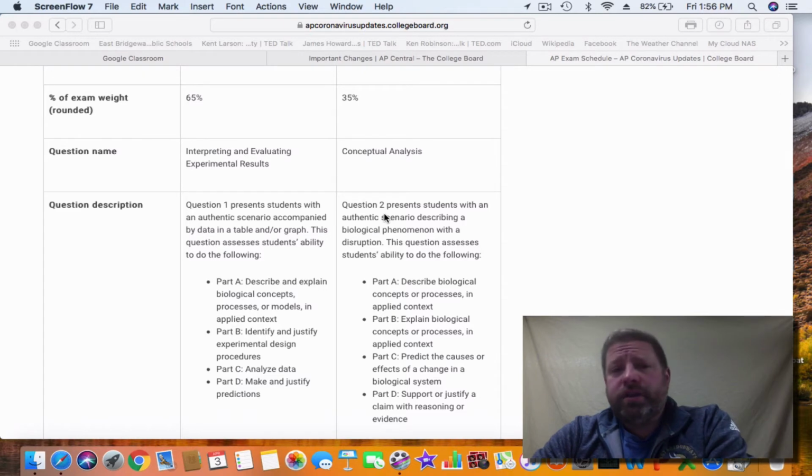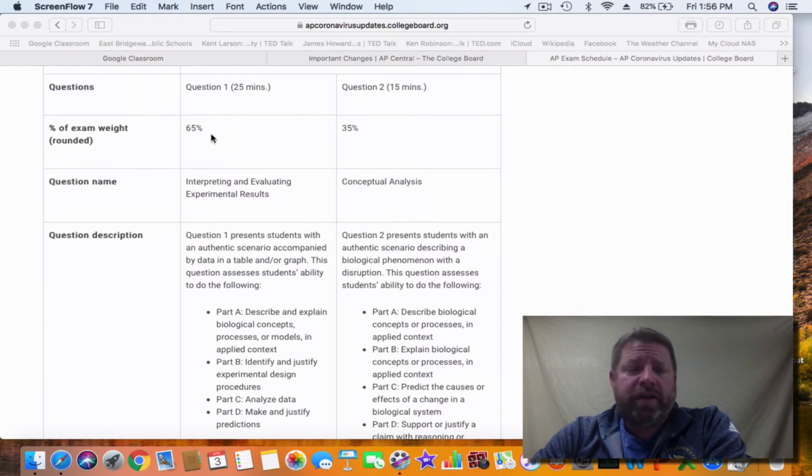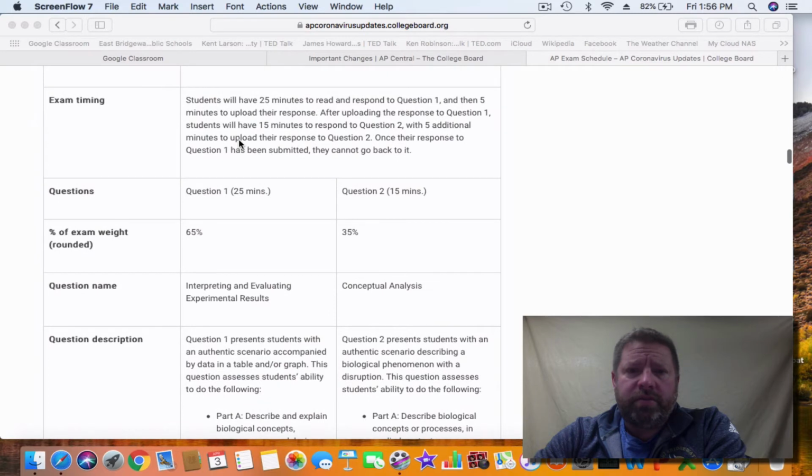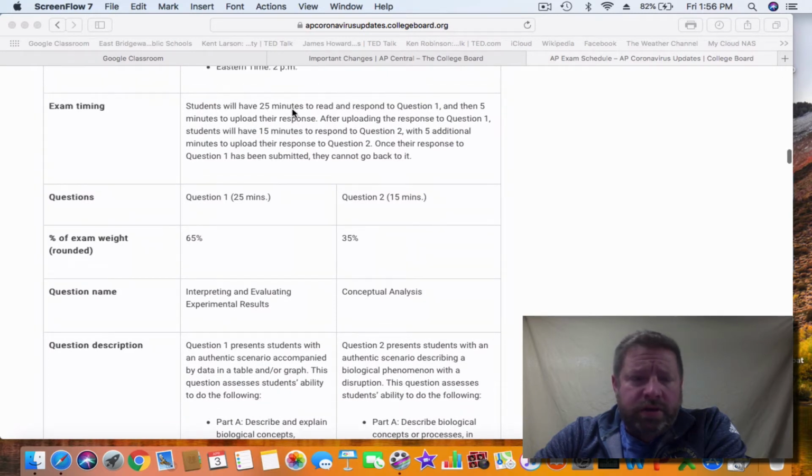So as you're taking the test, a couple things you have to keep in mind. You're going to get 25 minutes for the first question, 15 minutes for the second question. There's still a couple things that we're waiting to hear from them about. Let's see. No, actually, it's right here. So students will have 25 minutes to read and respond to question one, and then 5 minutes to upload. So you'll only get to see that question for 25 minutes. After the end of 25 minutes, you won't be able to view that question. You'll have an additional 5 minutes to upload that.